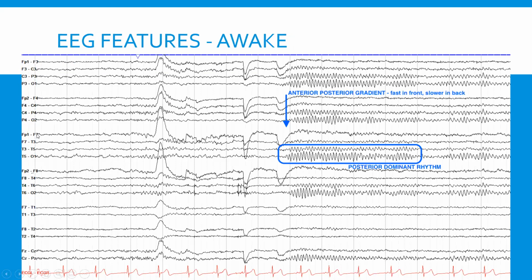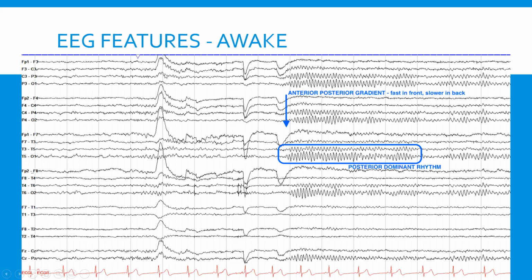F7, T3. So this is a temporal lobe. So this is the temporal region on the left. This is T4. So this is the temporal region on the right. So how do you know this is awake? Well, what's special about it? Okay, so there's a lot of fast activity. It's lower amplitude. Everything's very fast.